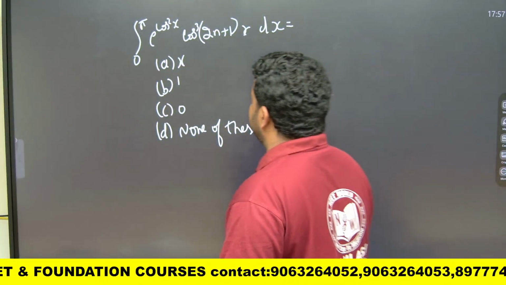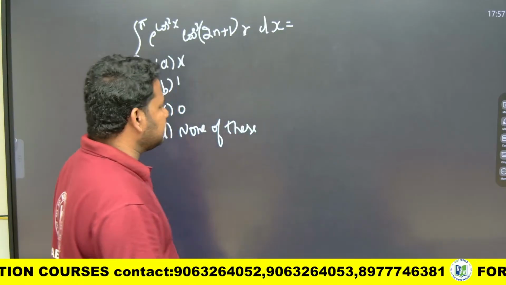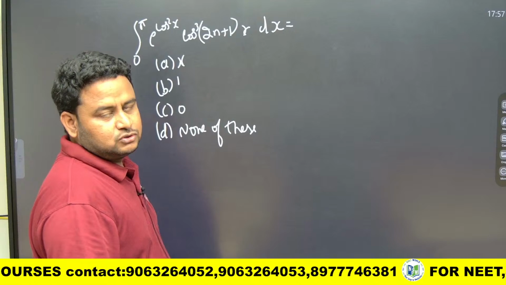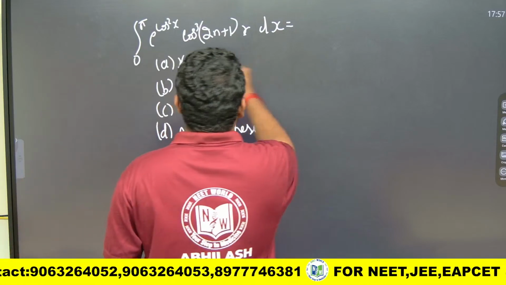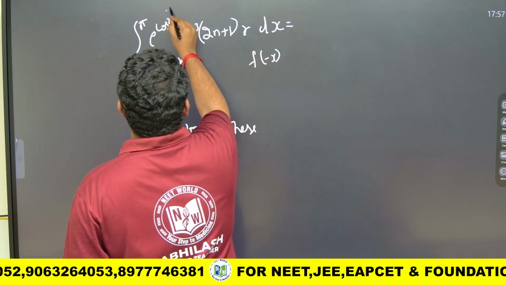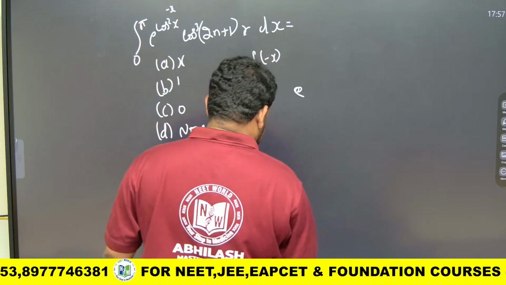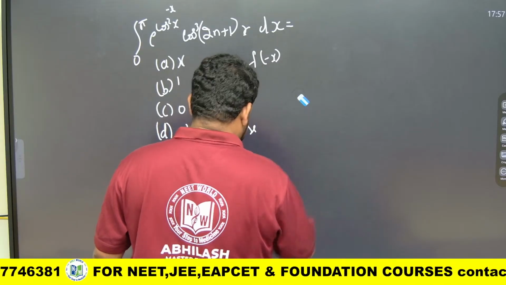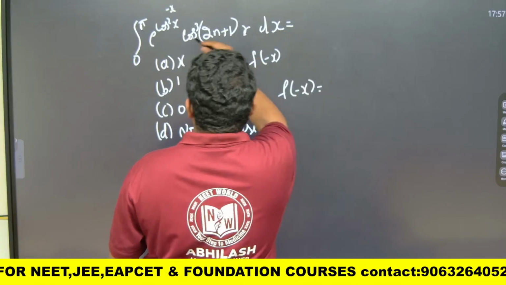So they have given the integral from 0 to pi of e power cos square x times cos cube of (2n plus 1) x. Okay, same type, 0 to pi is given. So here also let us check whether it is an even function or an odd function. So if I check f of x against f of minus x, and put minus x in e to the power of cos square x, it will become f of minus x.